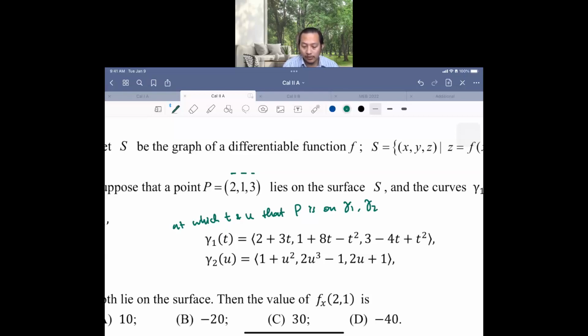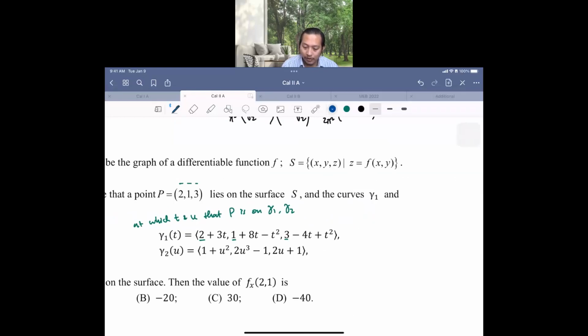For curve 1, we have 2 plus 3t, 1 plus 8t minus t squared, and 3 minus 4t and t squared. You can see that when t is equal to 0, the point is on the curve. So when t is equal to 0, this is going to be 2, 1, and 3. The position vector is at the point P, which means t equals 0 is important for us to match with the point P.